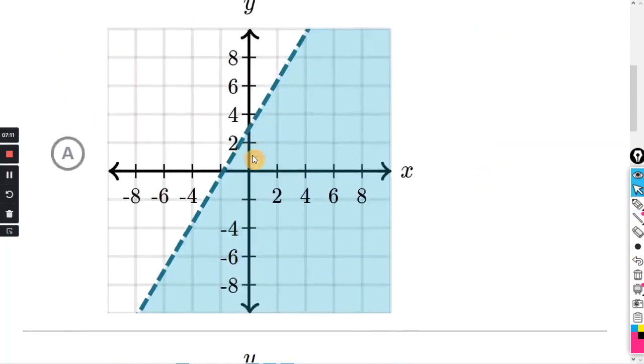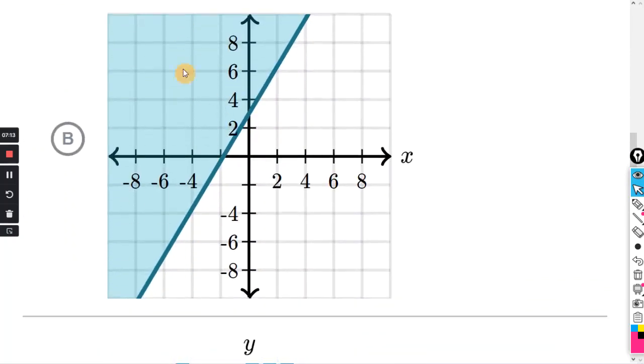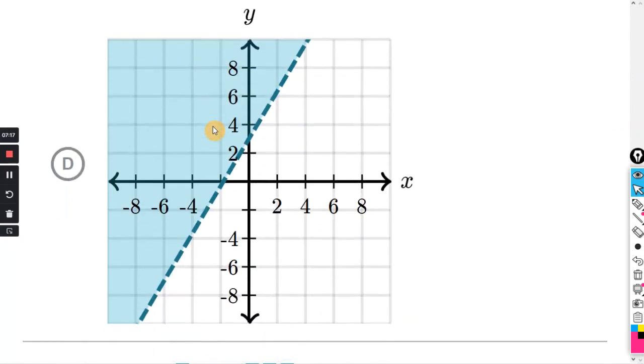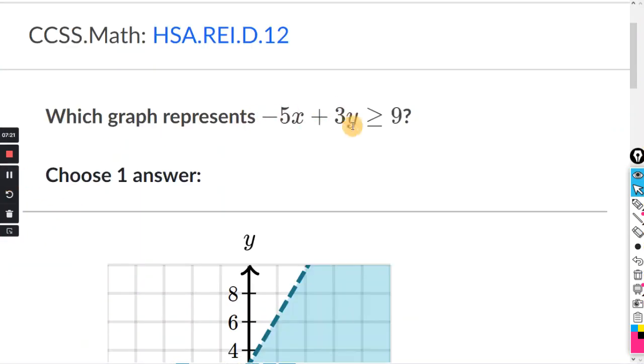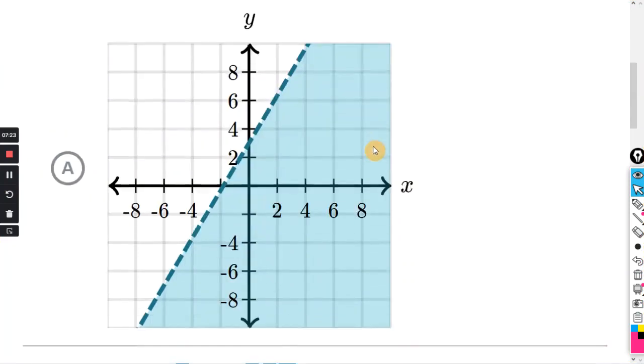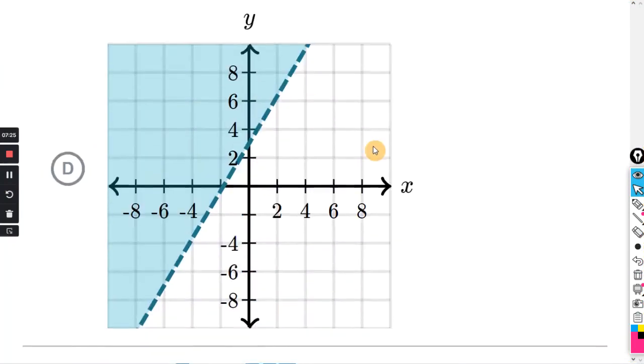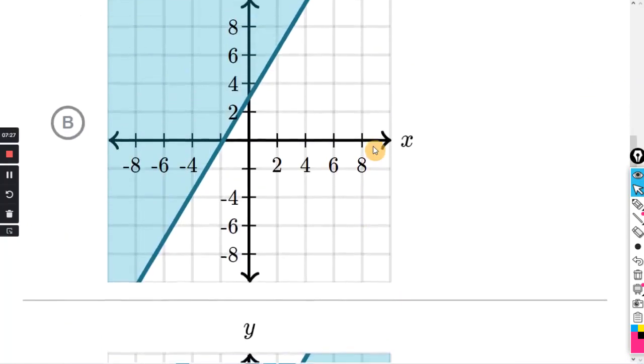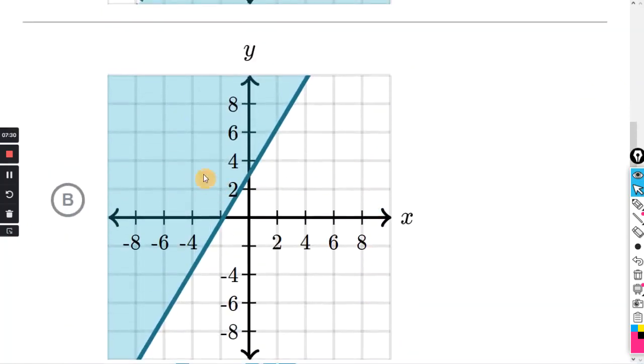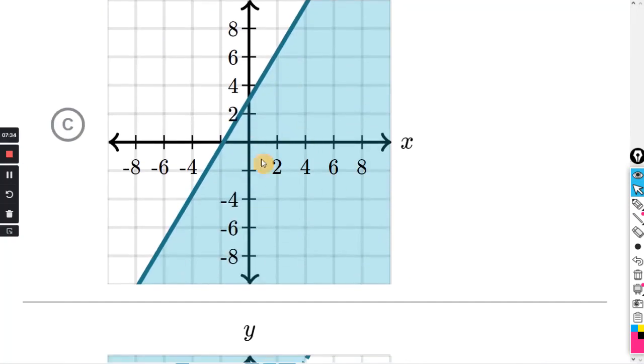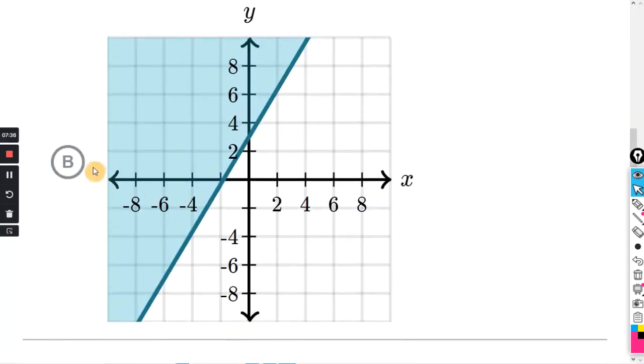Scrolling down. Answer B, everything is shaded above the line. We said it's a solid line, so we eliminated A and D at first, and we said it has to shade above the line. B is shaded above the line. C is shaded below the line, so it's definitely answer B.